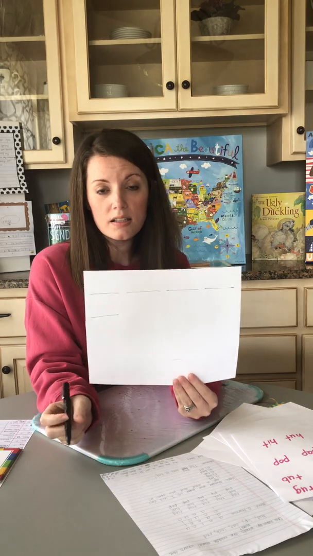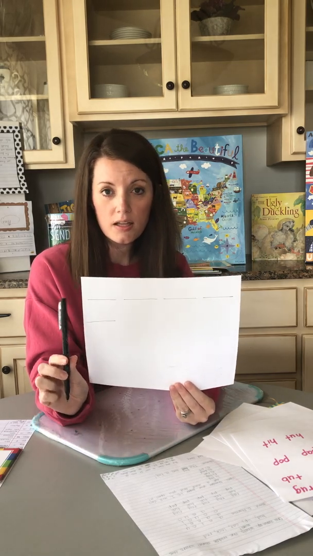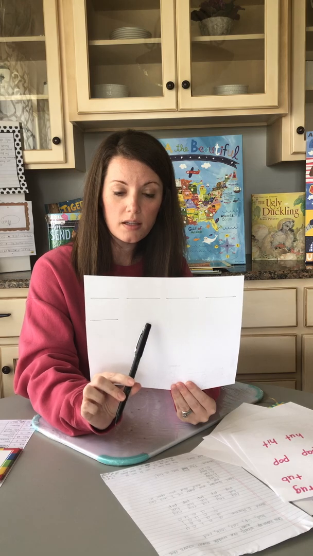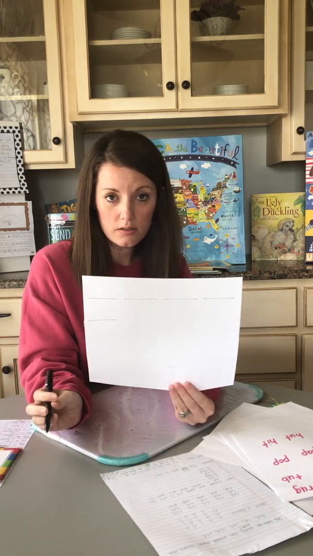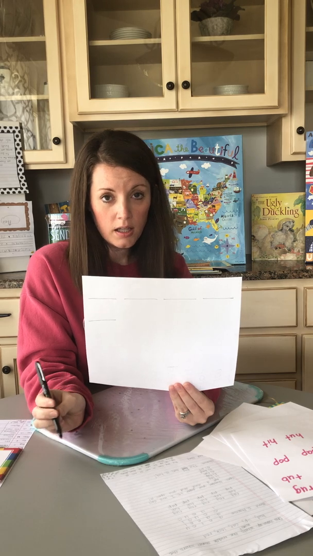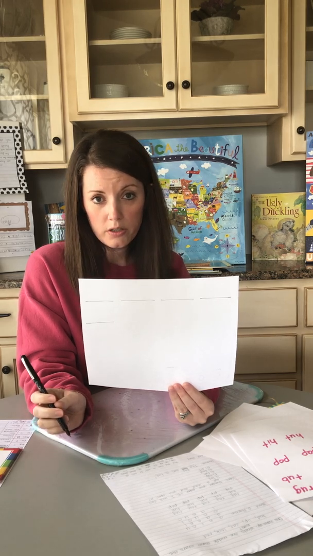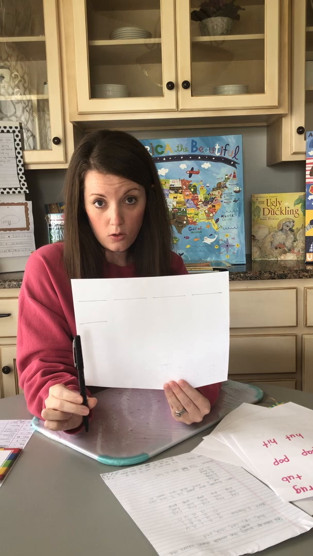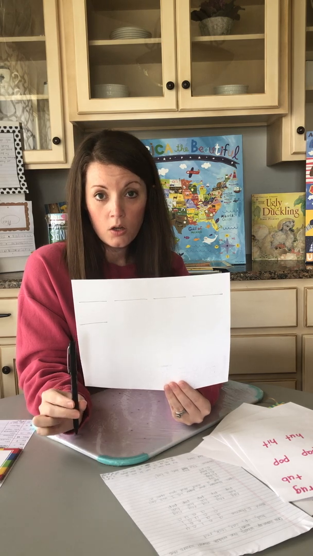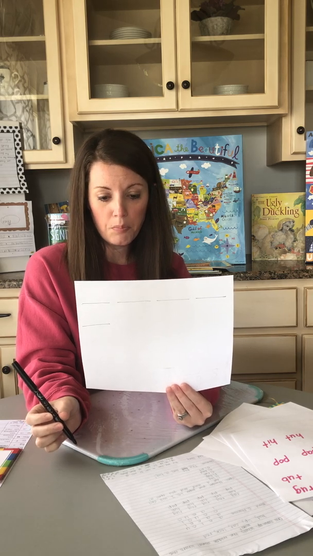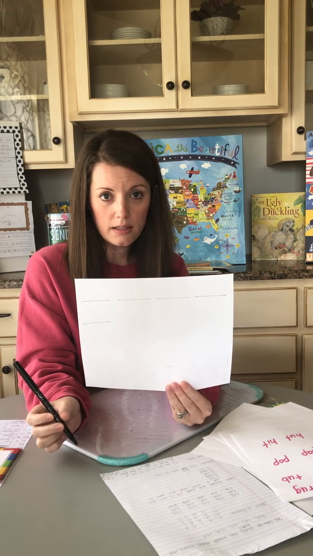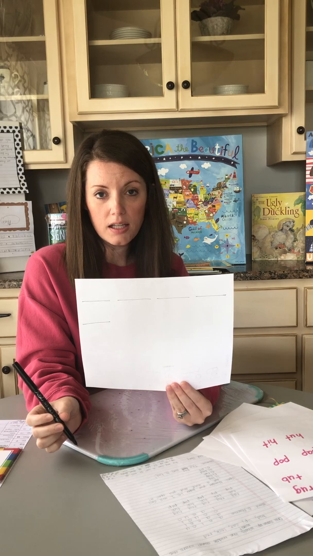Now, when you write a sentence, the first letter's uppercase and the rest are lowercase. You skip space between your words and you put a period or an exclamation point at the end. If this was a question, we would put a question mark at the end, but this is a tell. So we're going to put a period or an exclamation point at the end because we're telling it. It's a sentence. Okay, pause the video and write, the big sun is hot.